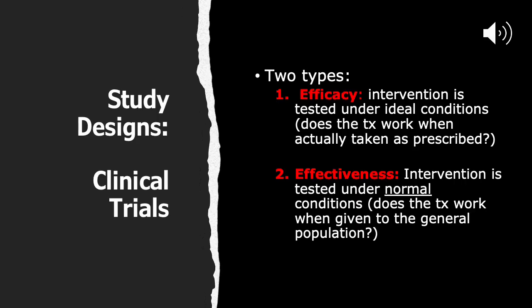So when we're talking about clinical trials, there's two types. There's efficacy and there's effectiveness. Efficacy is when the intervention is tested under ideal conditions. So does the treatment work when actually taken as prescribed? So if you're doing a clinical trial for a drug and you're looking for efficacy, we're trying to see if the intervention is tested under ideal conditions, or we're looking for effectiveness. So is the intervention tested under normal conditions, meaning does the treatment work when given to the general population?